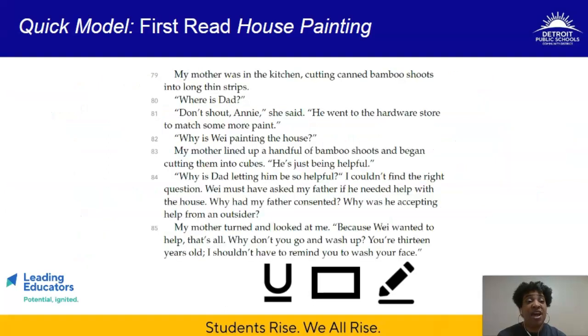Okay, so now we're moving on to a section from the text today. And we are going to continue in our first read. Please join me. We are at line 79.